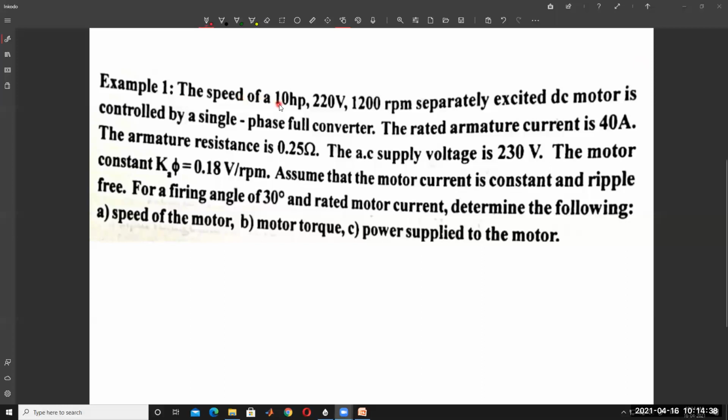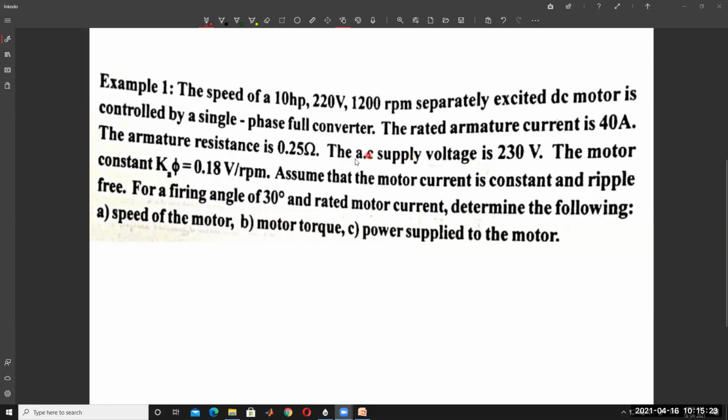The speed of a 10 HP, 220 volts, 1200 RPM separately excited DC motor is controlled by a single phase full converter. The rated armature current is 40 amps, and the armature resistance is 0.25 ohms. The AC supply voltage is 230 volts.